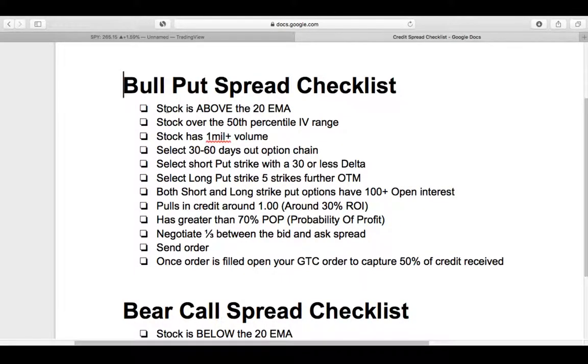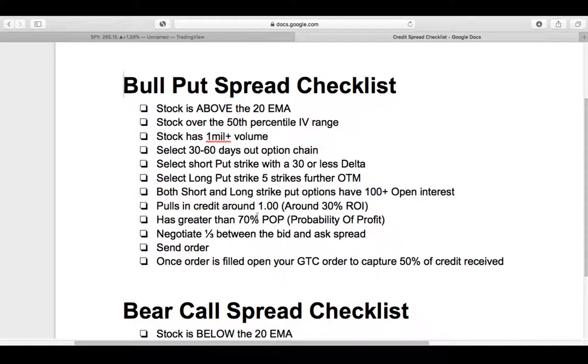Here, bull put spread. Stock above the 20-day moving average, stock over the 50th percentile, stock over 1 million of volume, select the 30 to 60 days. We aim for 45 days. Select the short strike put to be 30 delta or less. The long put strike to be $5 outside of your short strike. Both short and long to have 100 or more open interest. Pulls in a credit of $1 or more, or 30% return on investment.